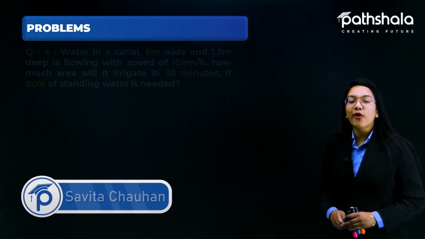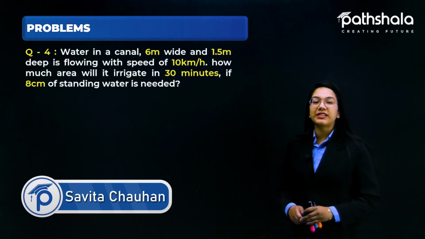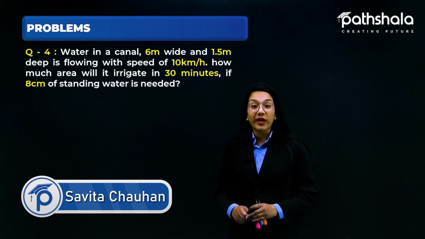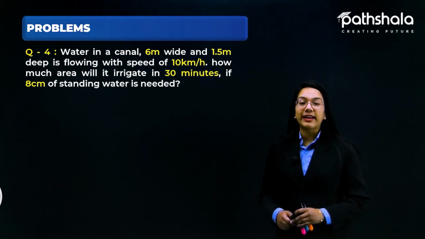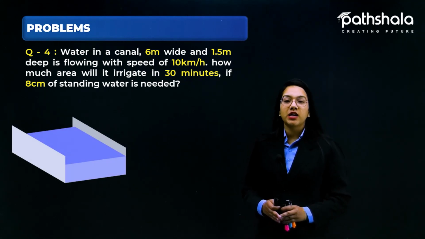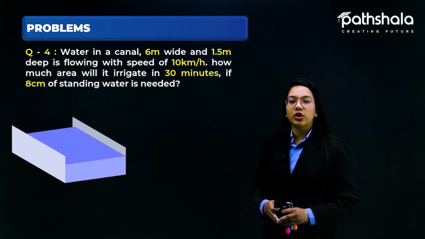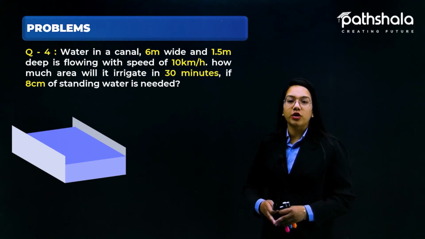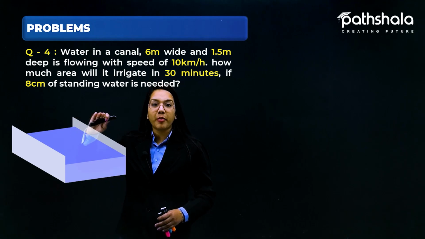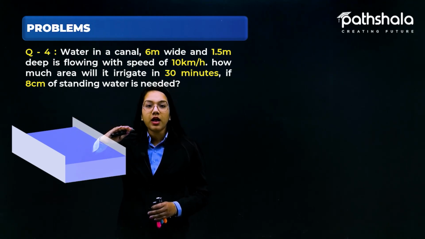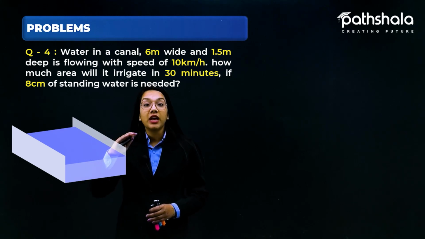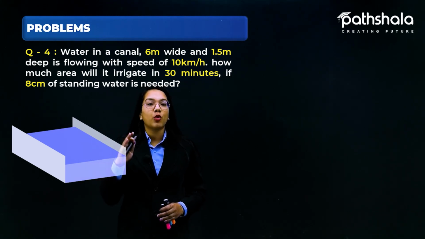Now let's move on to question number 4, which says: water in a canal 6 meters wide and 1.5 meters deep is flowing with a speed of 10 km per hour. Let us suppose we are talking about this particular canal, and the water is flowing with a speed of 10 km per hour. How much area will it irrigate in 30 minutes if 8 centimeters of standing water is needed?